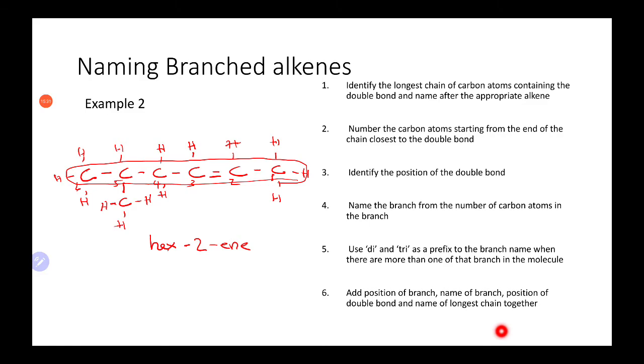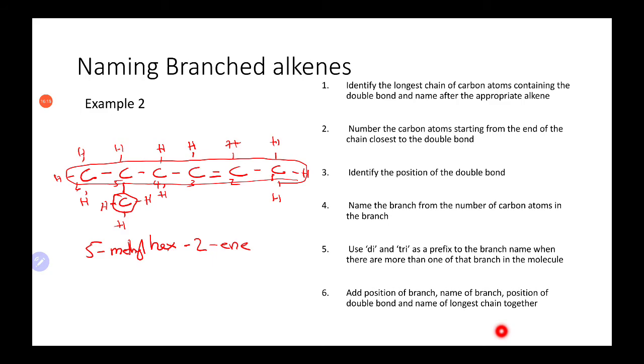Now we need to identify what type of branch it is and where it is. There's only one branch. It's got one carbon in it, so it's a methyl branch again. And it's on carbon 5. So it's 5-methyl hex-2-ene. Hopefully that doesn't come too much of a shock to you, because it's very similar to the alkanes. The only difference really is that we need to split the name to identify where the double bond is. And we need to start counting so that the double bond and not the branch has the lowest possible number. Okay, so bear that in mind with the alkenes.